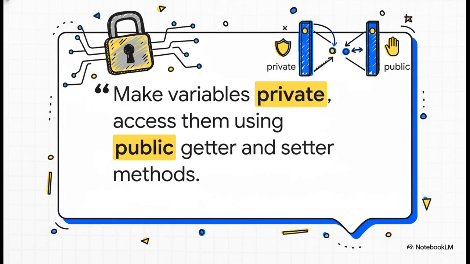If you remember just one thing from this section, please let it be this. This isn't just a friendly suggestion, it's the golden rule of good object-oriented programming. Lock your data down by making it private, and then provide controlled public access through these special methods.